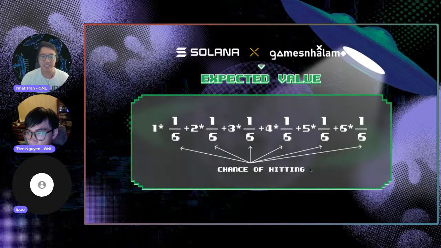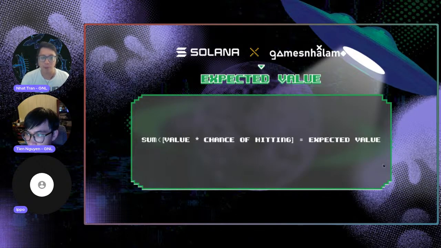And 1 over 6 is the chance of hitting, right? Since there are 6 faces on the die and each face has an equal chance of hitting, the chance of hitting per face is 1 over 6. And of course, 1, 2, 3, 4, 5, and 6 are our values. So we can also calculate expected value with this formula. We take the sum of the value times the chance of hitting, and then we get the expected value.